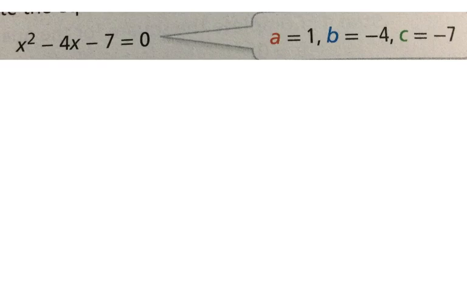So look at this formula. Look at this quadratic. What is the a term? The a term is 1. What's the b term?